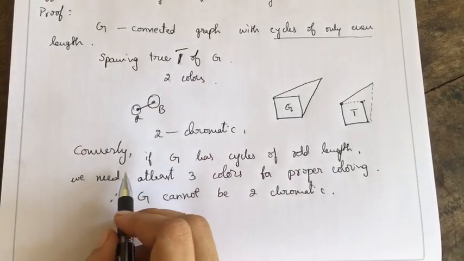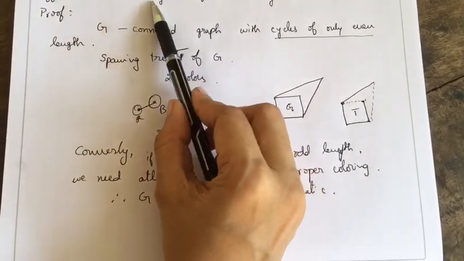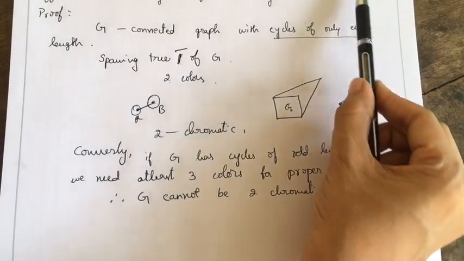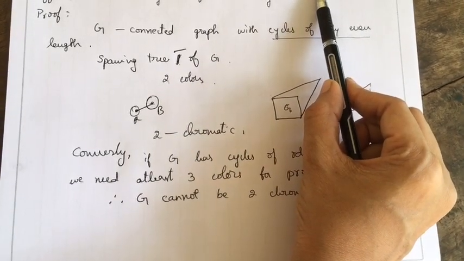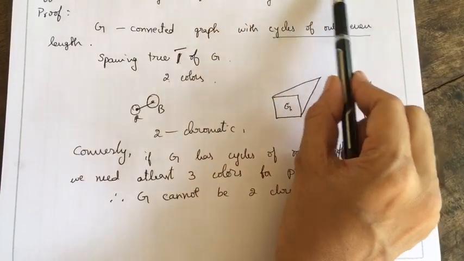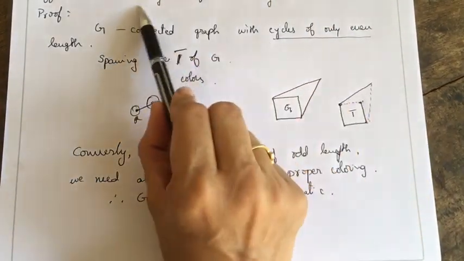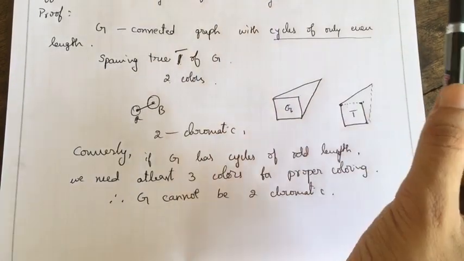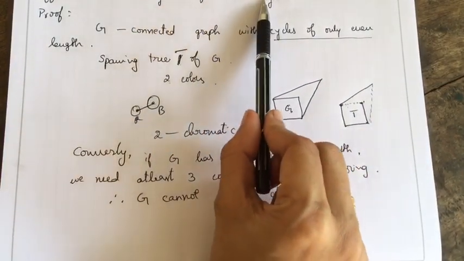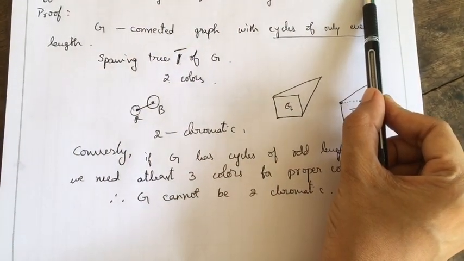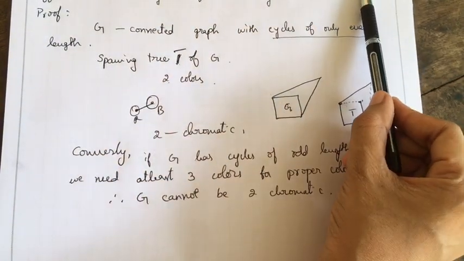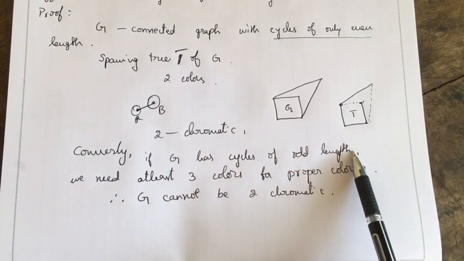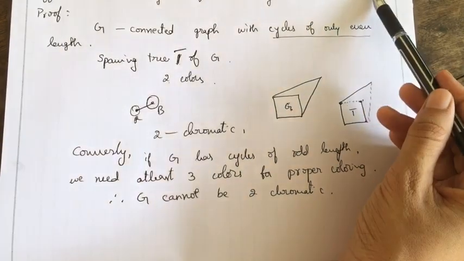I repeat the second part. See, in the first part I had taken cycles of even length. No cycles of odd length means cycles of even length, and I have proved it is two chromatic. Then the converse part I have to prove. I'll take two chromatic and I have to prove that there are no cycles of odd length. That is the same as taking the contrapositive of this statement: if G has cycles of odd length, then it cannot be two chromatic. In the second part I had taken the contrapositive of the statement. That's why I had taken G with cycles of odd length, and I'm proving it cannot be two chromatic.